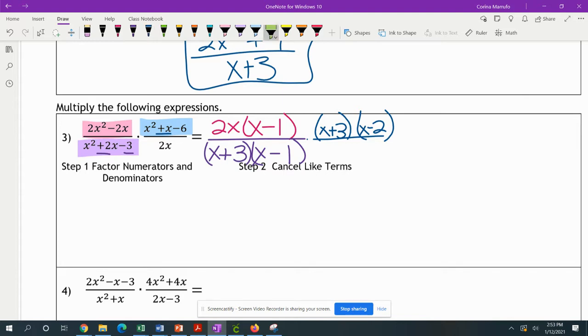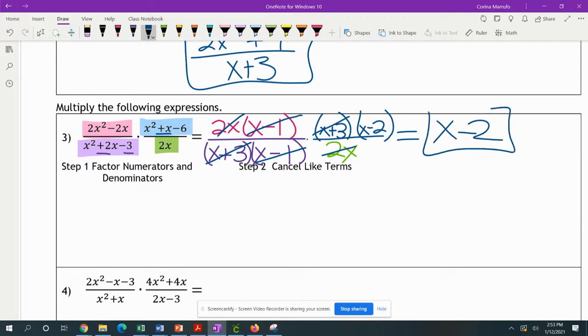And then on the bottom, this one doesn't factor. It's already in factor form, so it's just 2x. Okay? Now we're going to cancel the like terms. So I have a 2x on top and a 2x on bottom. That cancels. I have this x minus 1 on top and this x minus 1 on bottom. That also cancels. I have this x plus 3 on top and this x plus 3 on bottom. That also cancels. So all we're left with is the x minus 2 on top. You do not have to fill in the denominator with the 1. Okay?